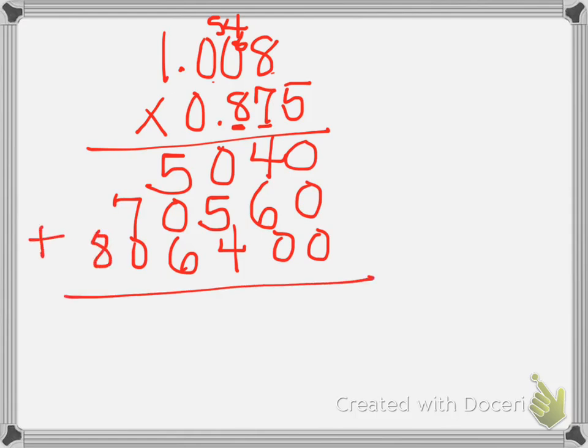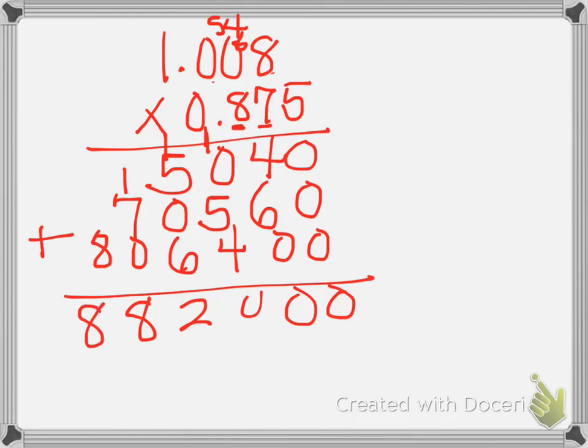Now we have to add all of those up. 6 plus 4 is 10, carry the 1. 5 plus 4 is 9, plus 1 is 10, carry the 1. 6 plus 5 is 11, plus 1 is 12. 7 plus 1 is 8. And then bring down the 8.